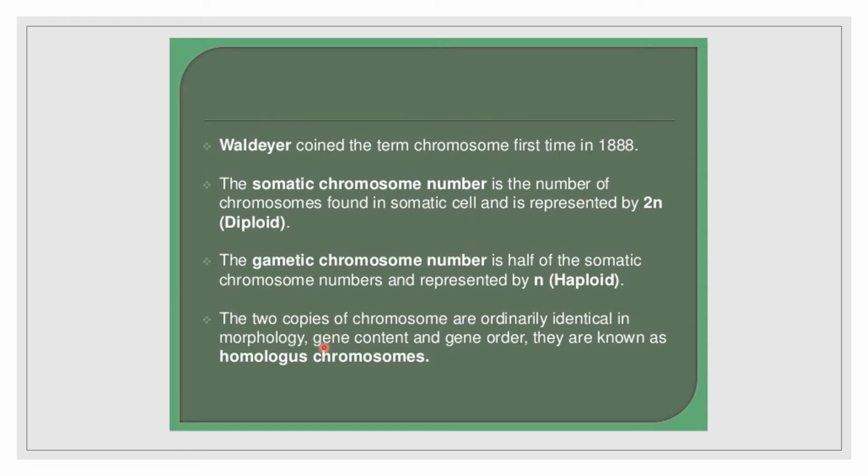When we talk about homologous chromosomes, these are morphologically and genetically identical chromosomes. Now, if you consider an offspring, the chromosomes are homologous, because amongst the paired homologous chromosomes, one chromosome is coming from the mother and the other chromosome is coming from the father. Those identical chromosomes are nothing but homologous chromosomes with respect to morphology and their genetic constitution, that is gene content and gene order.